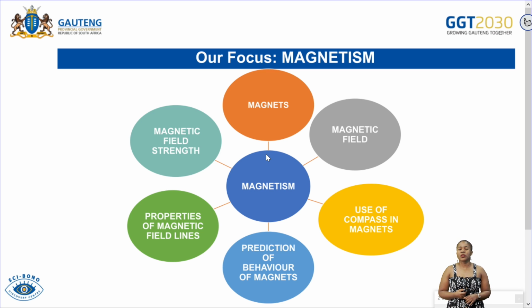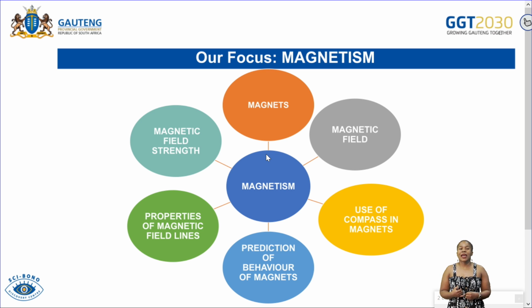So first up, we need to know magnets, being able to define them, how they look. We need to be able to define a magnetic field. We need to know how to use a compass with magnets, so that we find the direction. And we need to be able to predict the behavior of magnets when they are brought closer to each other, how they're going to interact, what force they exert on each other without being physically touched.